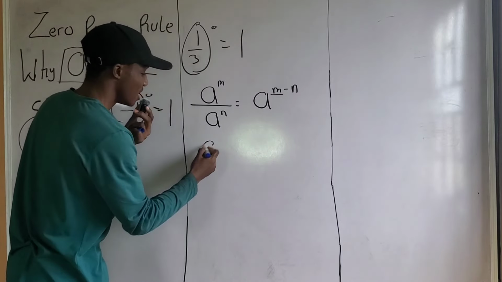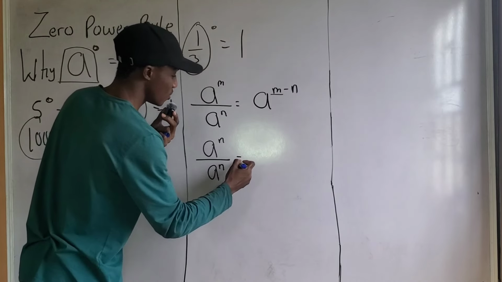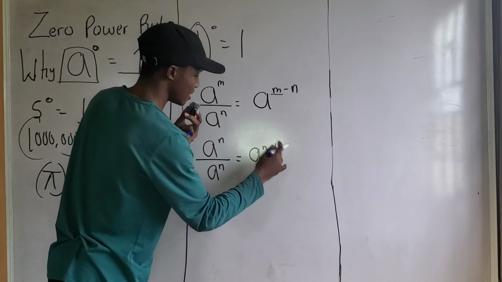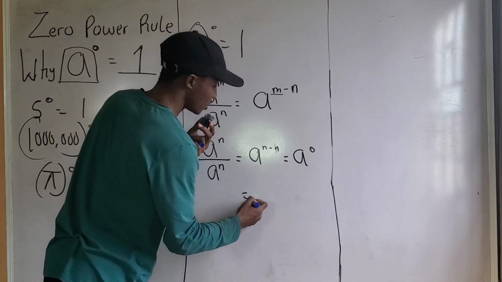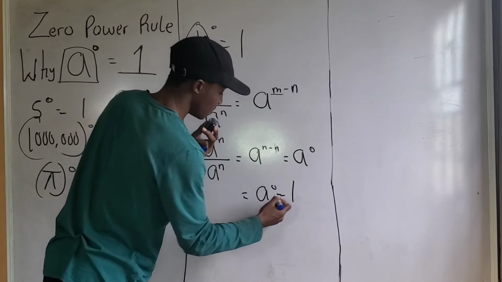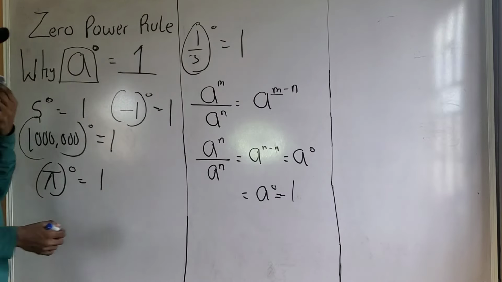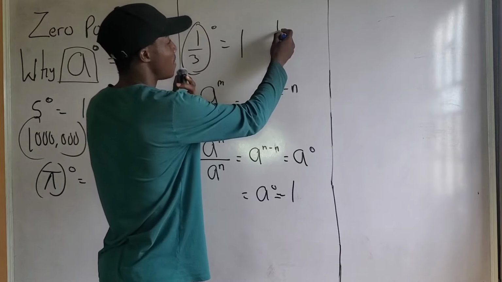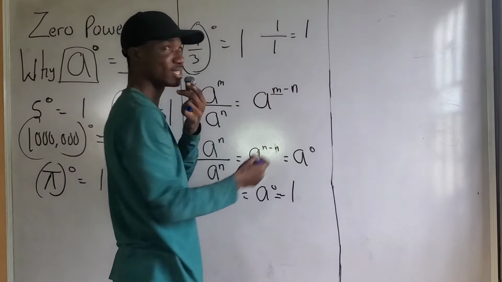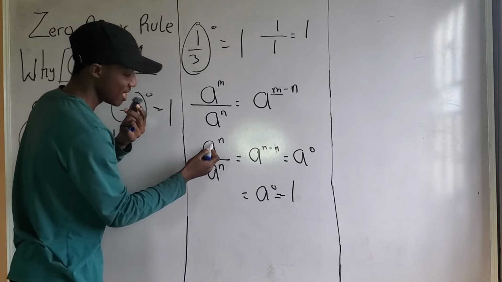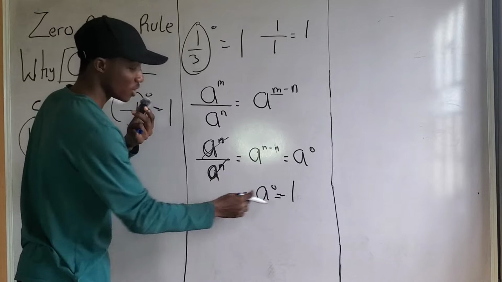For this, I'm going to have a raised to the power of n all over a raised to the power of n. This will be equal to a raised to the power of n minus n. And this will give me a raised to the power of 0. A raised to the power of 0 is what? It will give me 1. Okay. Anytime you have the same number at the numerator and at the denominator, you will always have 1. Is that not it? So imagine this: a raised to the power of n all over a raised to the power of n. This will be equal to what? 1.